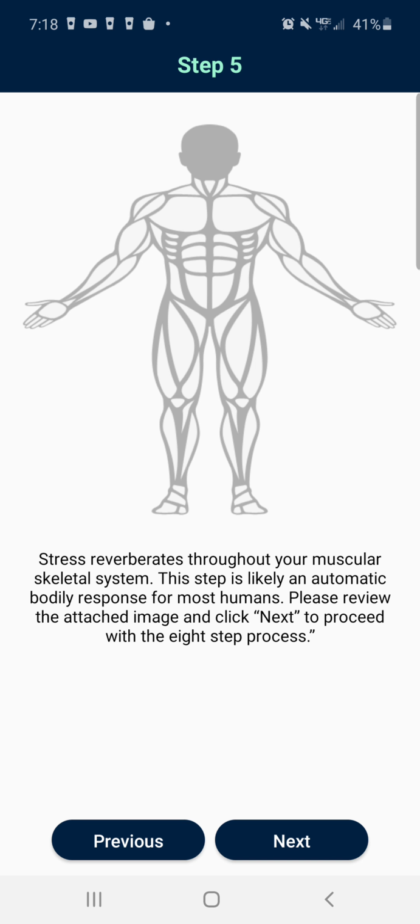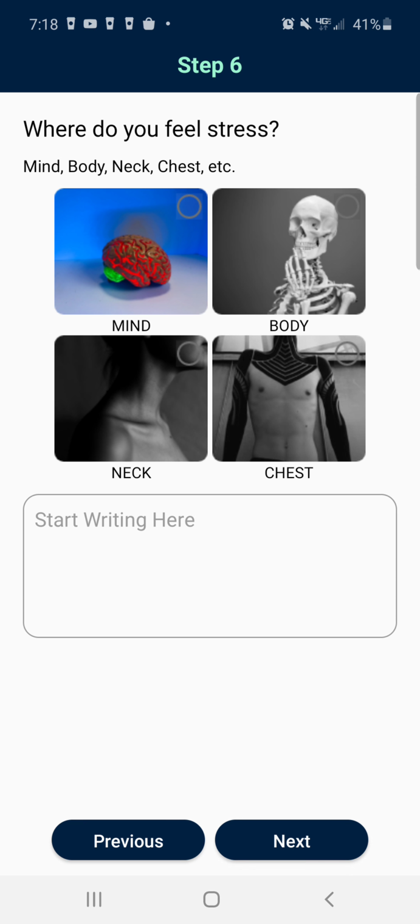The 5th step is the automatic step, and that stress reverberates throughout your musculoskeletal system right here. So we show that example. The 3rd and 5th steps, again, are automatic, basically. There's only 6 basic steps to the app. So where do you feel the stress? Now, let's say he feels the stress in his mind. He can feel it anywhere, but in his mind, so we want to type it in here.